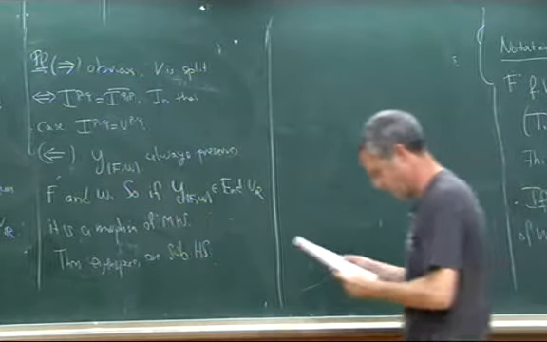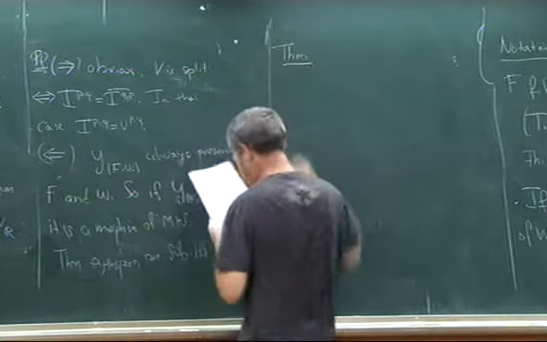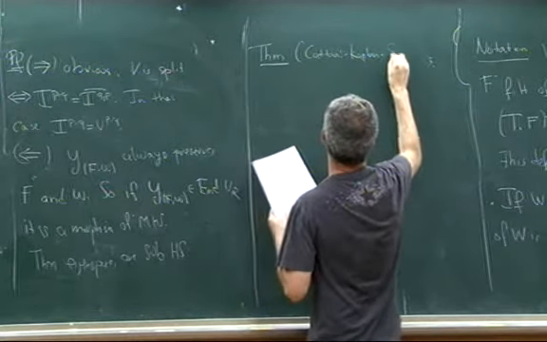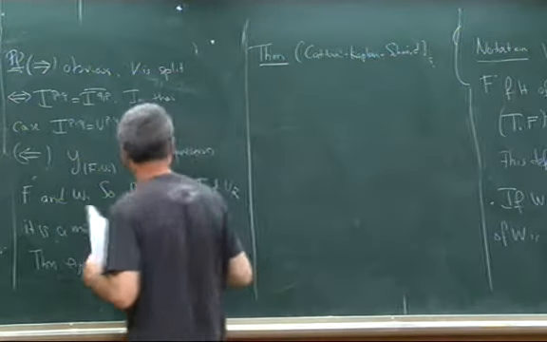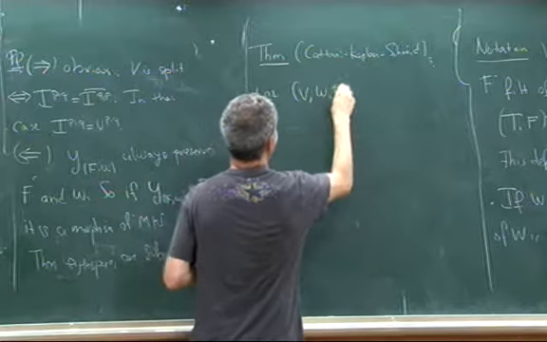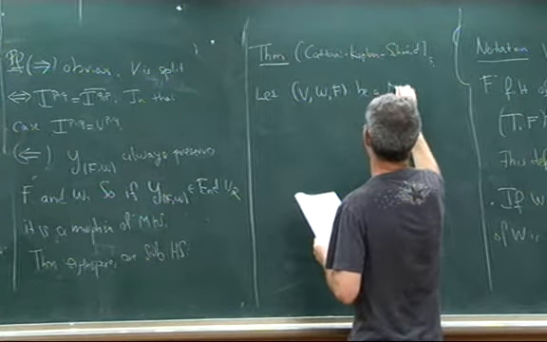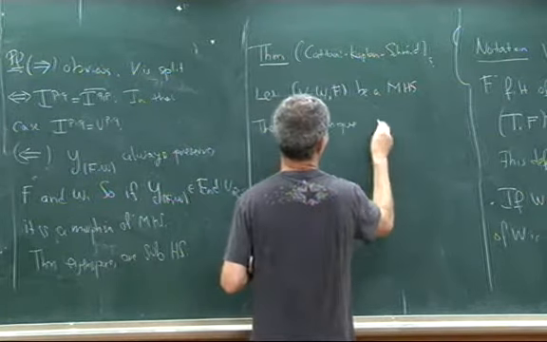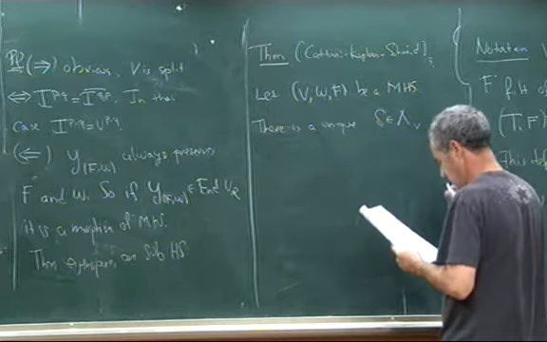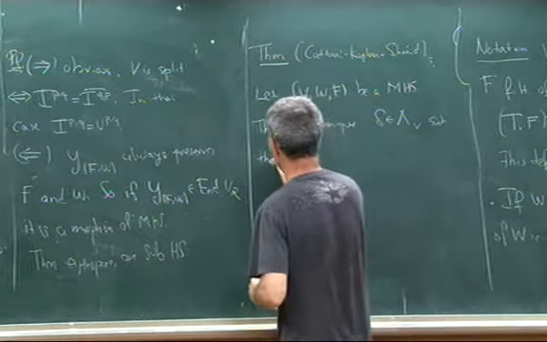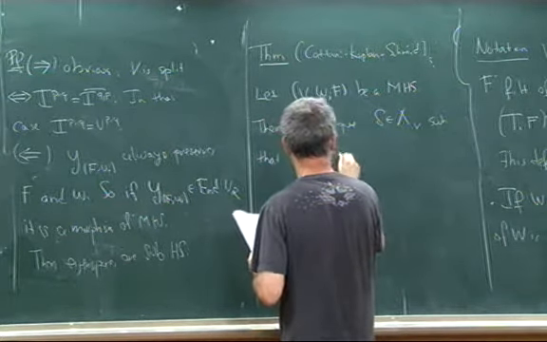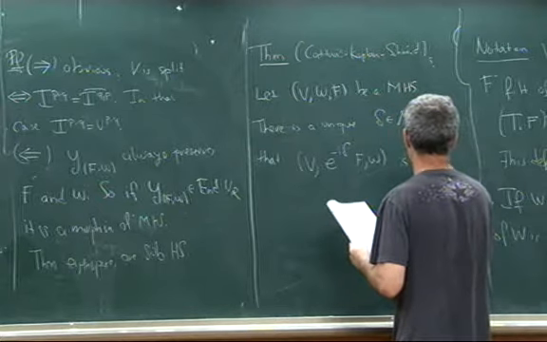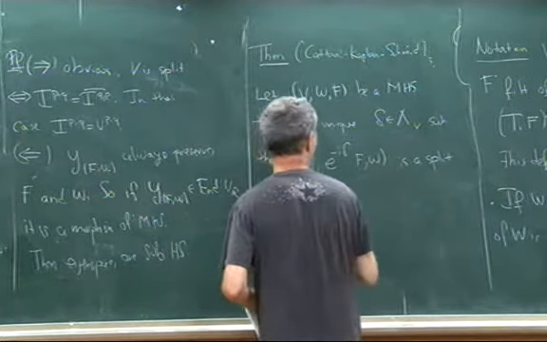Okay, so now here's a theorem. This is Cattani, Kaplan, and Schmid. Let V, W, F be a mixed Hodge structure. Then there's a unique delta in this lambda of V such that V with e to the minus i delta dot F and W is a split mixed Hodge structure.